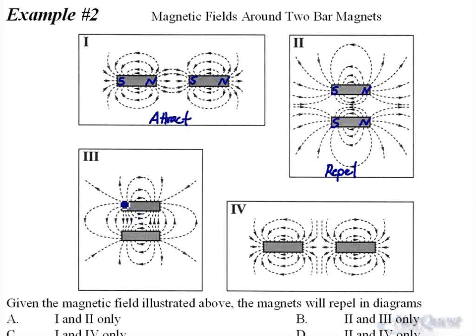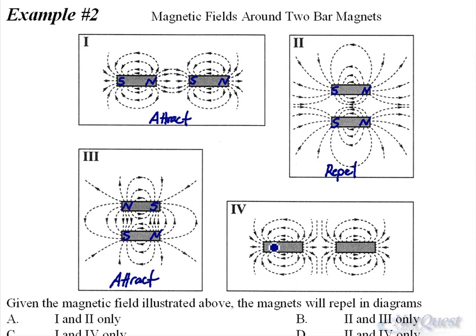Diagram 3, again, we're coming out on the top magnet, left hand side, that's a north. Going in on the right, the bottom magnet, south. Going out, north, and we've got a north-south interaction, so these would attract. We already have the answer to the question, but I'll just work out diagram 4 anyway.